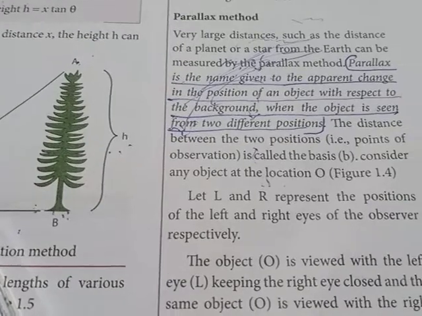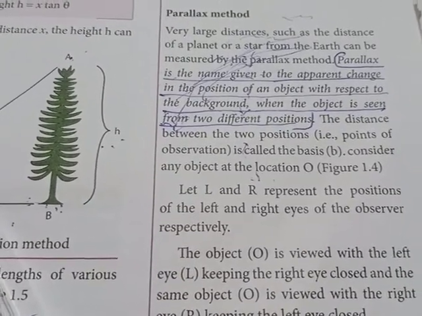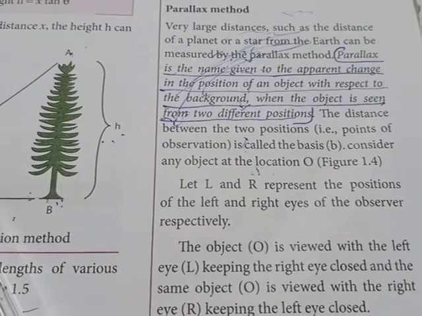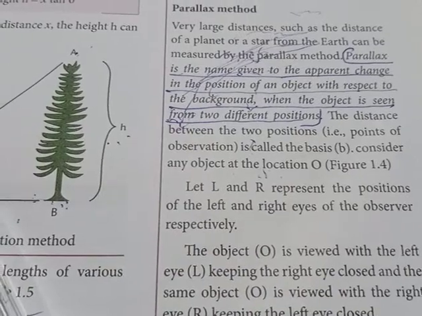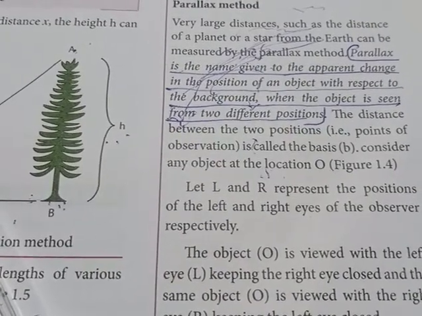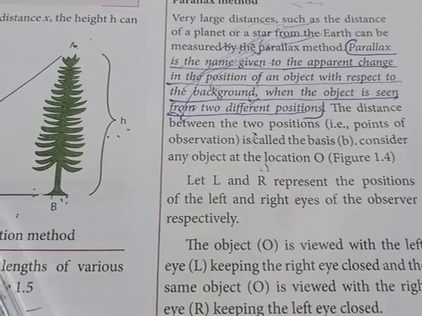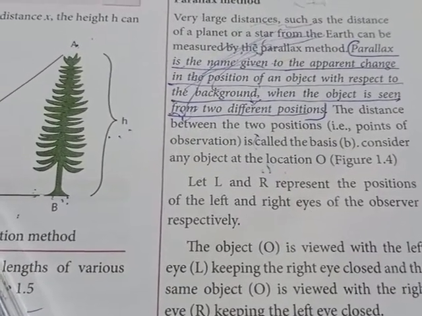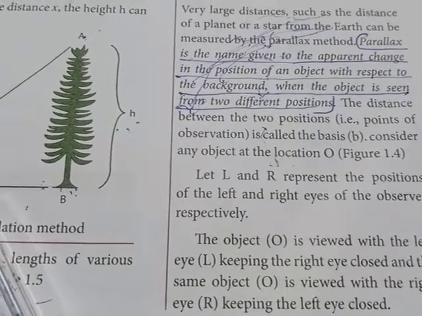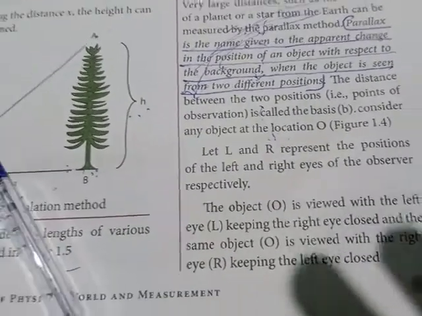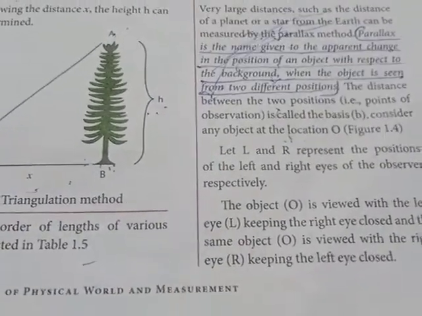So parallax is the name given to the apparent change in the position of the object. You see an apparent change in the finger with respect to the background when the object is seen from two different positions. That's what I am saying with this simple example of the left eye and right eye. You can try it at home and see the effect of parallax.